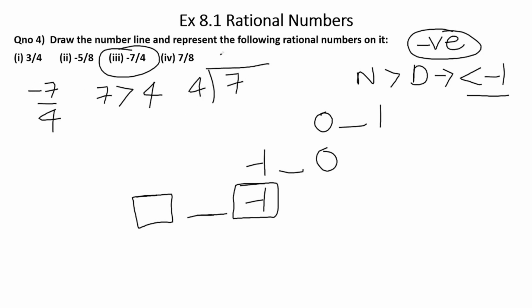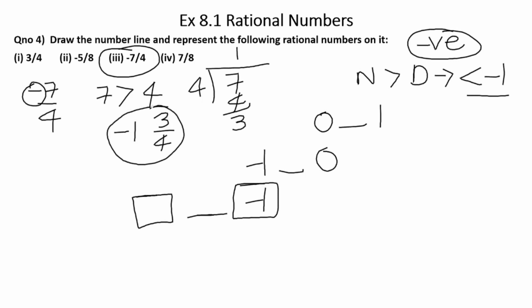4 ones are 4. 7 minus 4 is 3. So the answer is we got 1 whole 3 by 4. Now put the minus sign. This will be minus 1 3 by 4. Now we can clearly understand that this number, minus 1 3 by 4, is nothing but minus 1 point something.